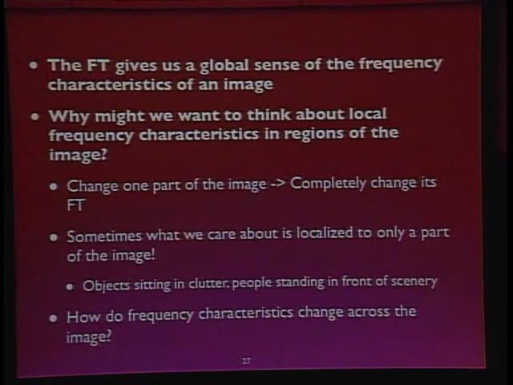Okay, good. Well, very briefly, let's talk about one possible generalization or one possible advance over the Fourier transform. The Fourier transform gives us a global sense of all the frequency characteristics of the entire image. One way you can think about this is that a sinusoid never stops. Starting from one end of the image, it covers the entire image. So in that sense, each of those sinusoids tells you something about the entire image in some way. So you might instead want to isolate localized characteristics of the image.